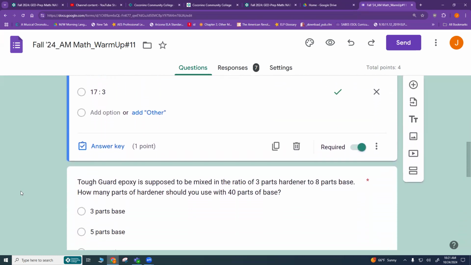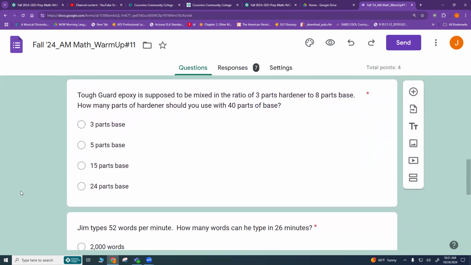All right. Okay, so next we have number 2, tough guard epoxy is supposed to be mixed in the ratio of 3 parts hardener to 8 parts base. Okay, so once again, we have a ratio 3 to 8, 3 hardener to 8 base. Yes, Ryan? C. Okay, how'd you get C?